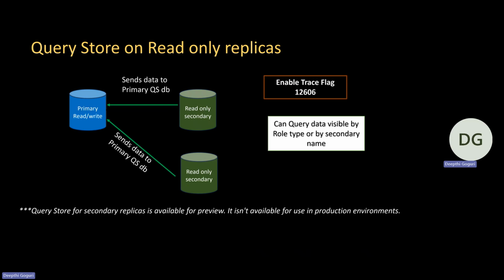And once you collect the data, you can query the data by the role type, or by the secondary name. You can grab the data that is being collected by using the query store views.